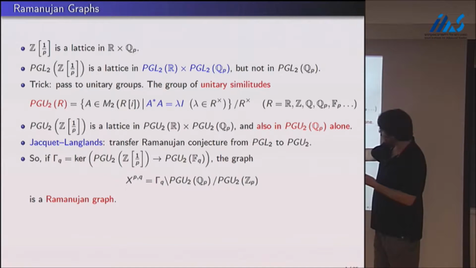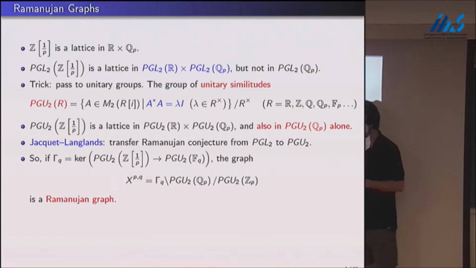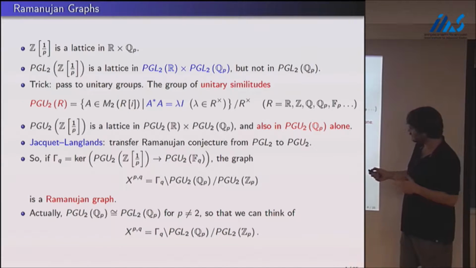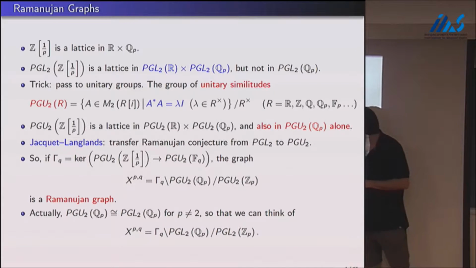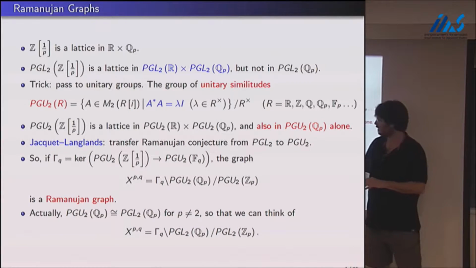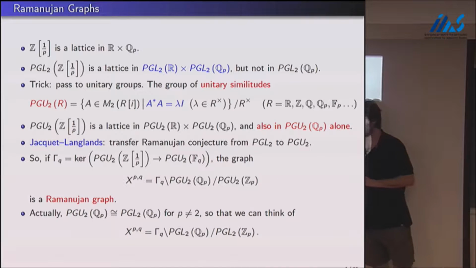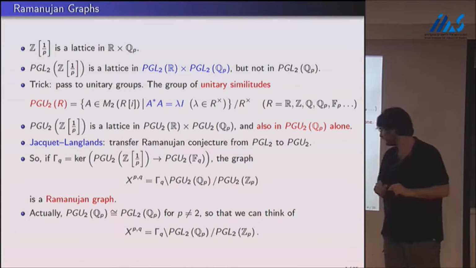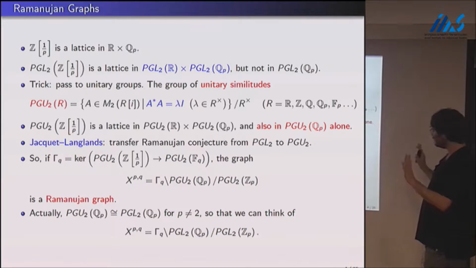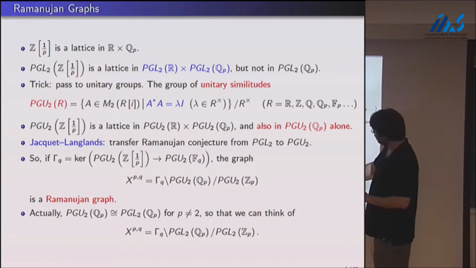And you probably never saw it presented as PGU, and the reason is that eventually PGU and PGL are the same over the p-adics. They're isomorphic, except for p equal 2, which nobody likes in any case. So eventually you'll see this statement.